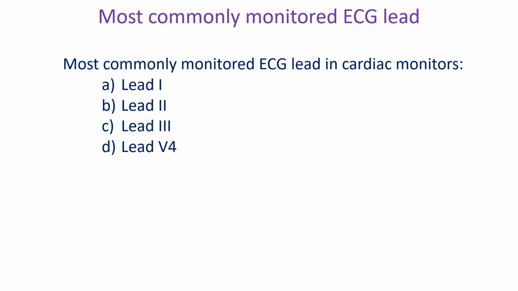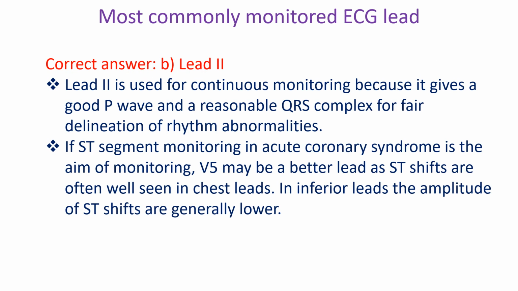Most commonly monitored ECG lead in cardiac monitors: A. Lead 1, B. Lead 2, C. Lead 3, D. Lead V4. Correct answer B. Lead 2. Lead 2 is used for continuous monitoring because it gives a good P wave and a reasonable QRS complex for fair delineation of rhythm abnormalities.